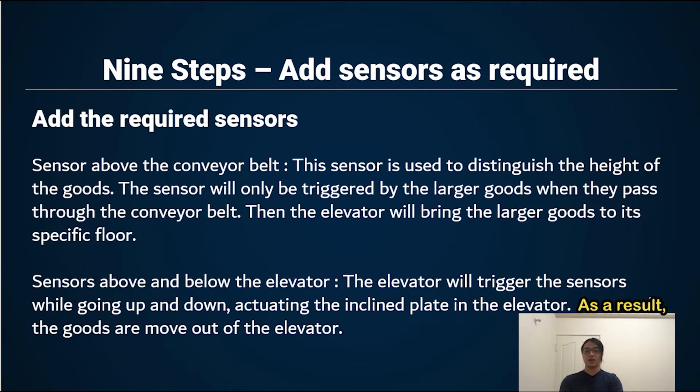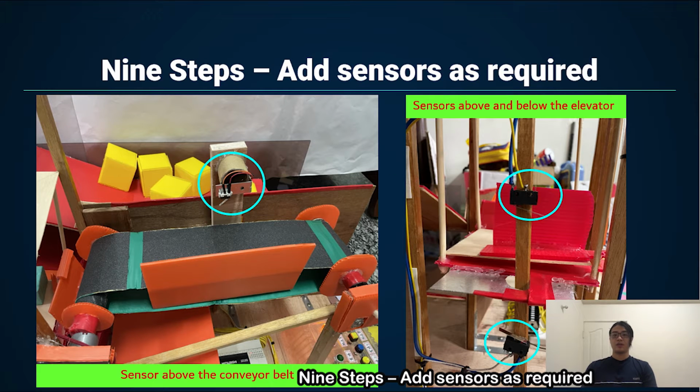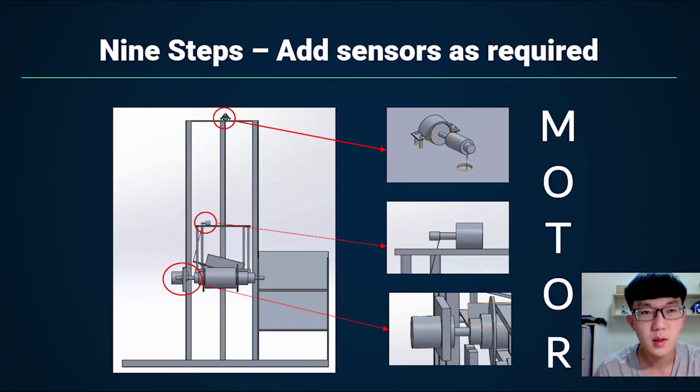As a result, the goods are moved out of the elevator. Step 9: adapt sensors as required. Sensors above the conveyor belt. Sensor above and below the elevator. Step 9: add sensors as required.